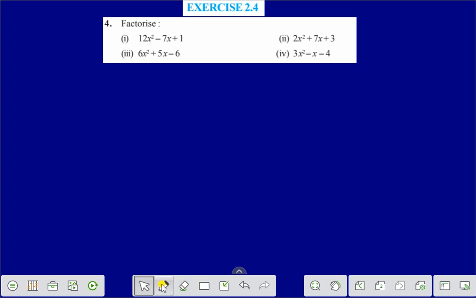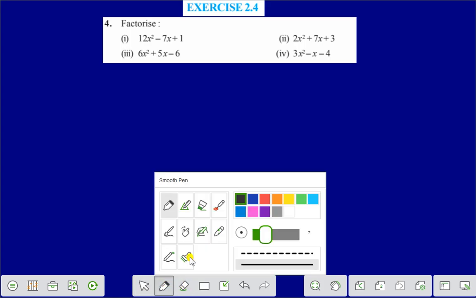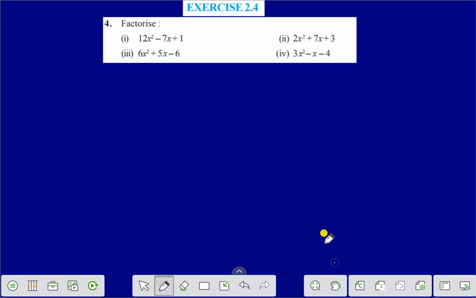Let us find question number 4, which is factorize. Question number 1 is a middle term factor problem: 12x square minus 7x plus 1. This is middle term factor.